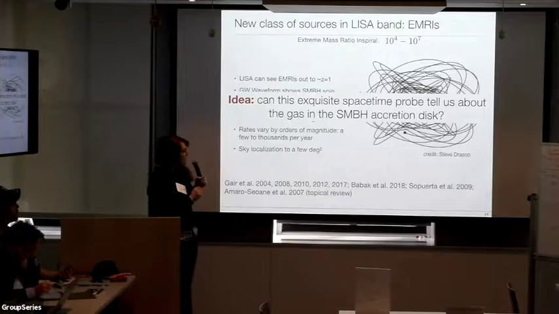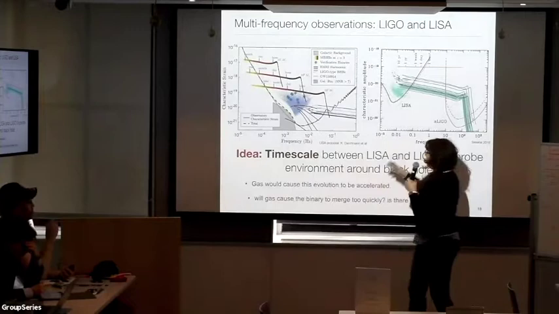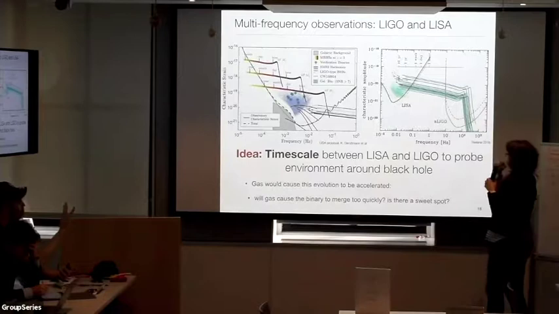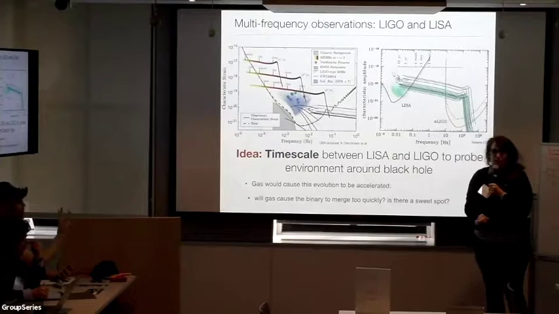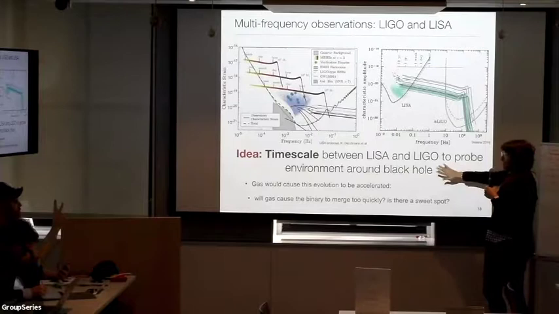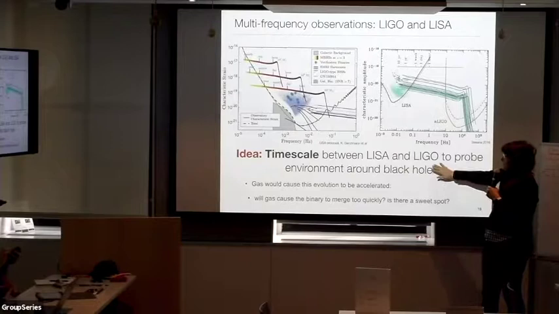I'm also really interested in these multi-frequency observations. Now, Alberto Sesana's 2016 figure here shows the first ever detected gravitational wave source migrating from potentially the LISA band into the LIGO band. But my idea here is that what's really interesting is the time scale between leaving the LISA band and entering the LIGO band, because this can really tell us about the environment around the black hole. And I think really anything that modulates this time scale will be accessible and interesting in both the LIGO and LISA bands. So for example, gas can cause this evolution to be accelerated.